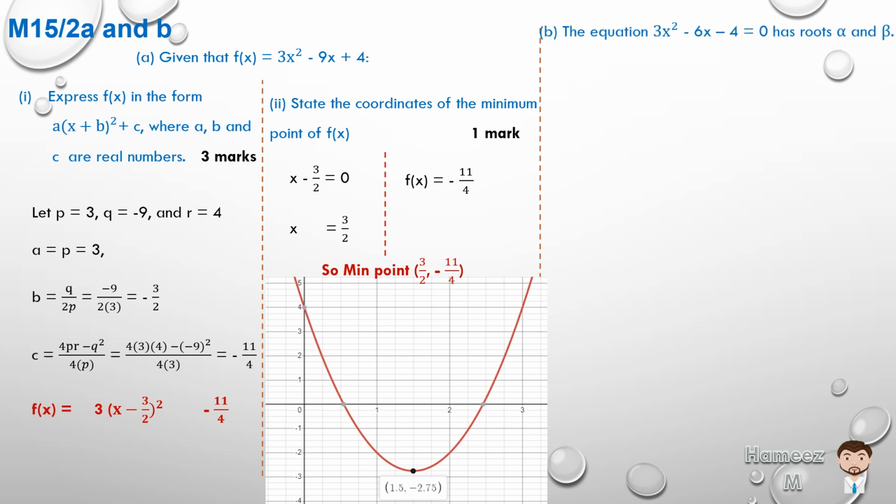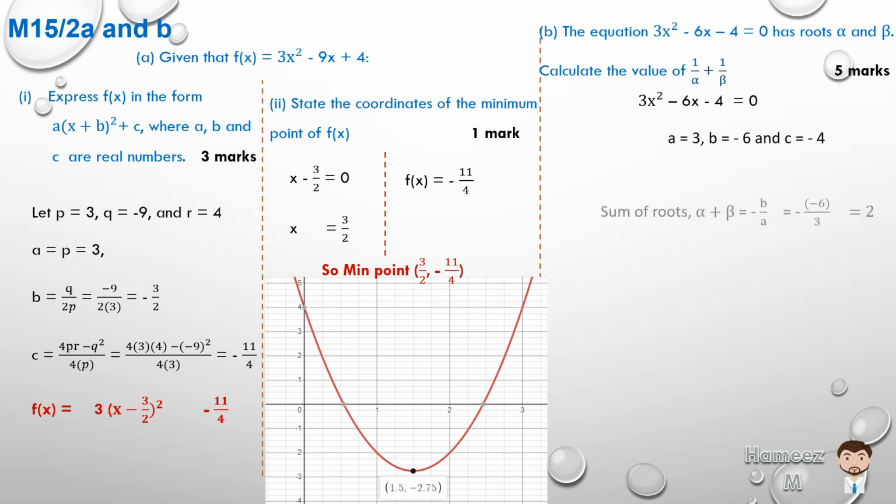Part B. The equation 3x squared minus 6x minus 4 is equal to 0 has roots alpha and beta. Calculate the value of 1 on alpha plus 1 on beta. So 3x squared minus 6x minus 4 is equal to 0. So a is equal to 3, b is equal to minus 6, and c is equal to minus 4.